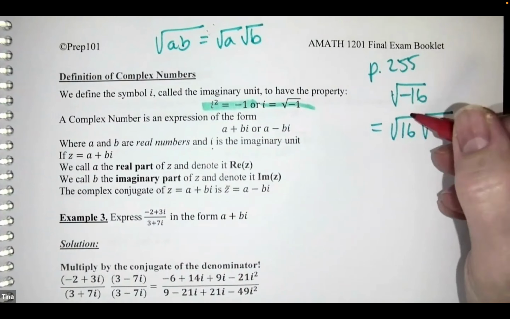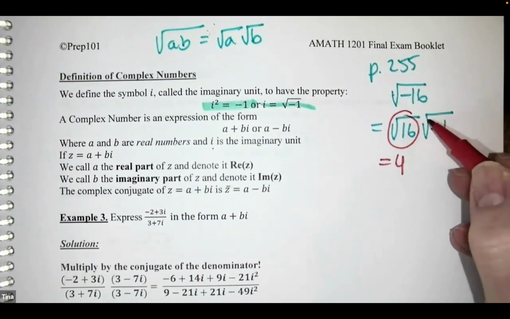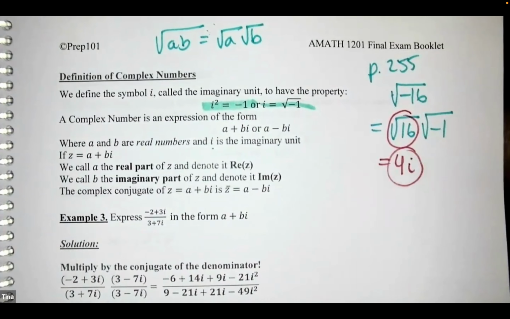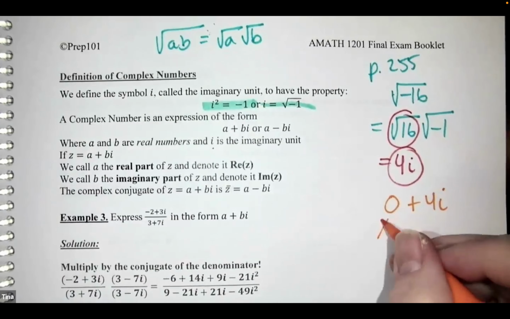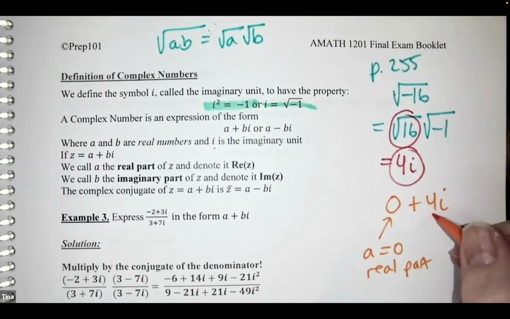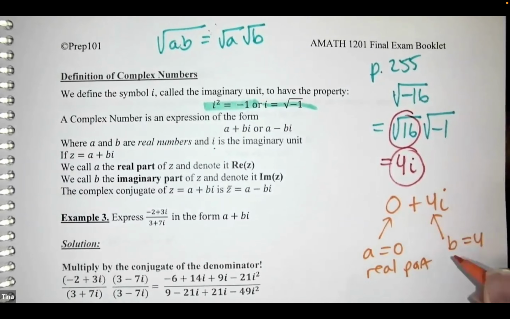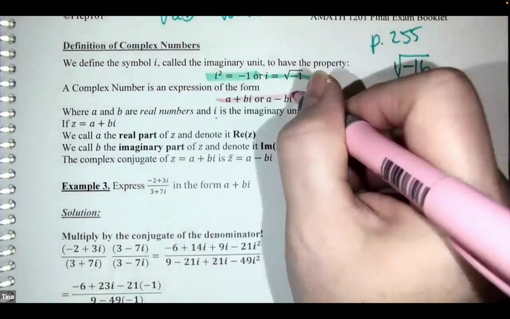So just for multiplying and dividing, it works. And then we could say the square root of 16 is really just 4, and we define the square root of negative 1 to be i. And so that would be our answer. So in terms of a complex number, there's no real part here. So it's like 0 plus 4i. So a is what we call the real part of a complex number. And the b, which is 4, the number in front of the i, is called the imaginary part of the complex number. Okay? So when we go to talk about complex numbers, we kind of like to write them as a plus or minus bi.